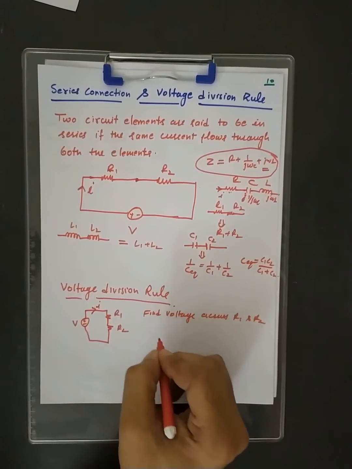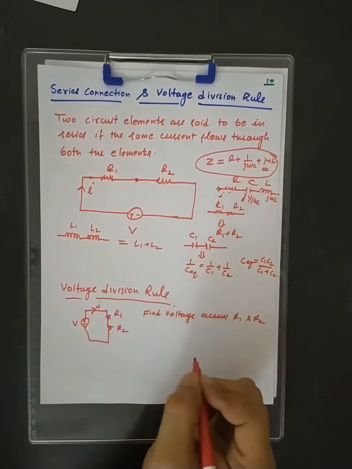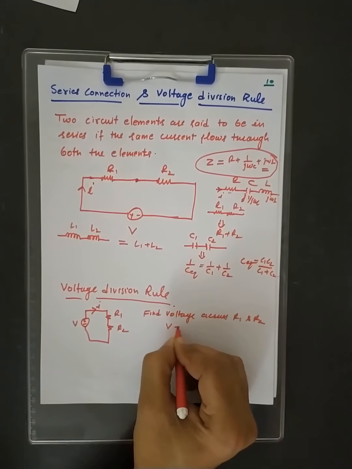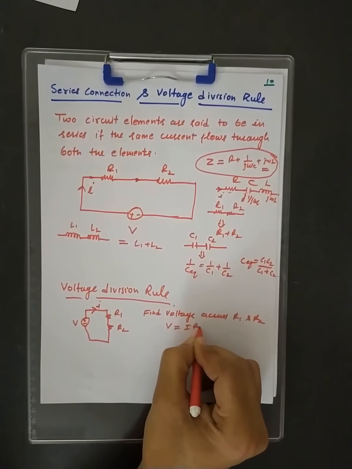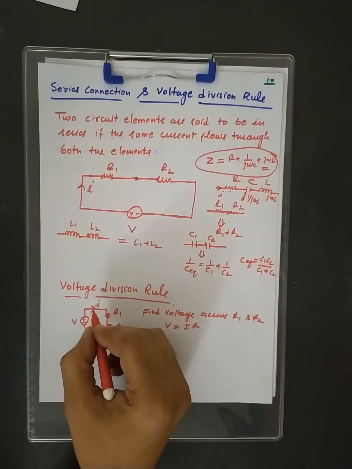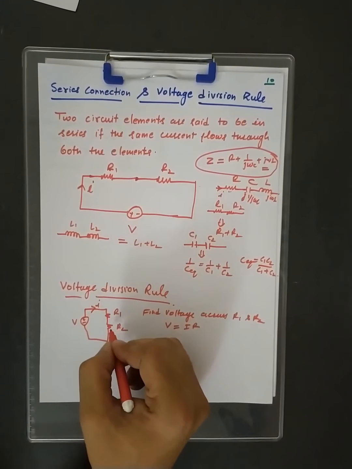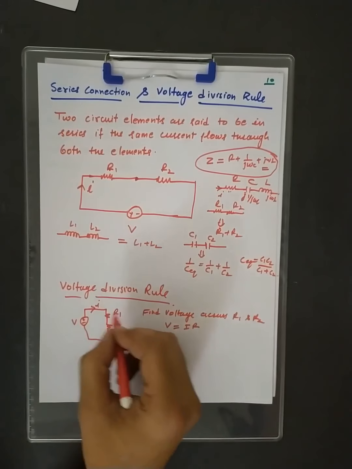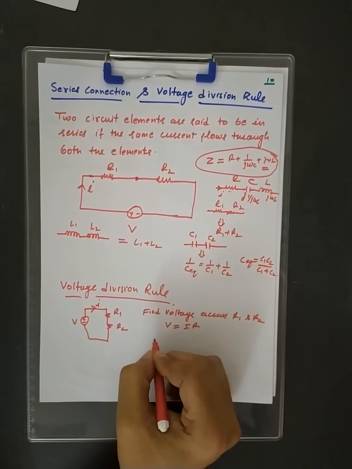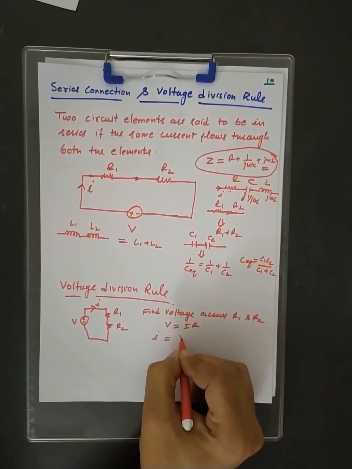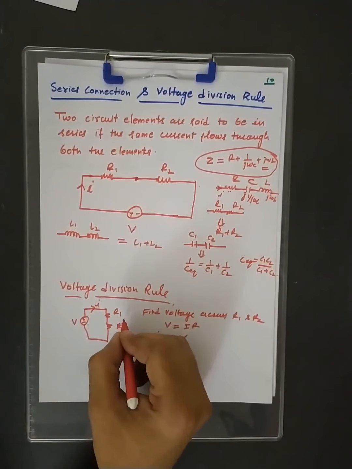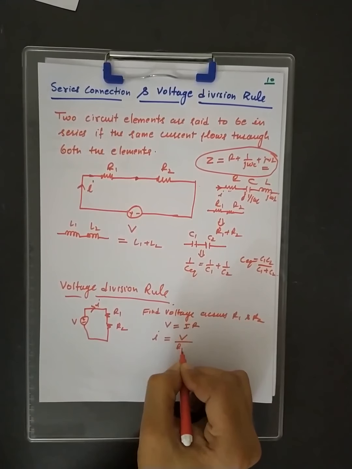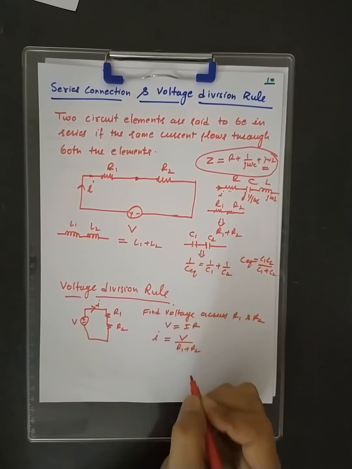So how can you find out? Simply, according to Ohm's law, voltage is equal to current into resistance. So if you find out the value of current, you can find out voltage across these two components. So let's see the value of current across this element. I is given by voltage over equivalent resistance; both are connected in series, so it is V upon R1 plus R2, its value of current.